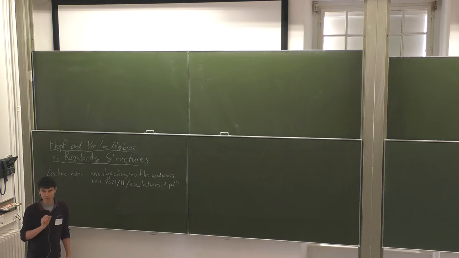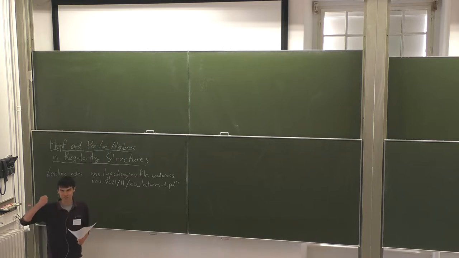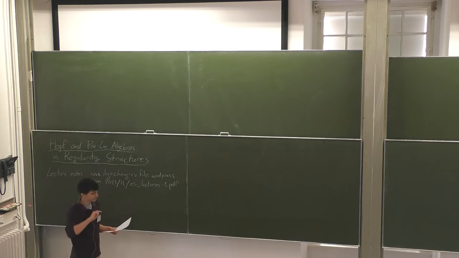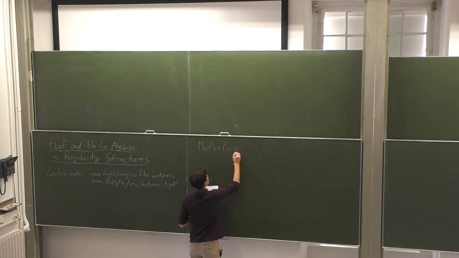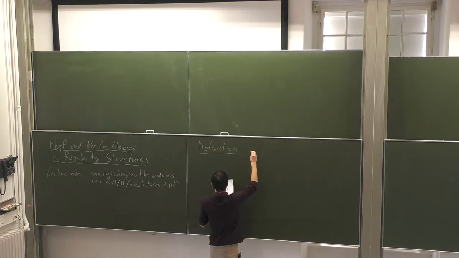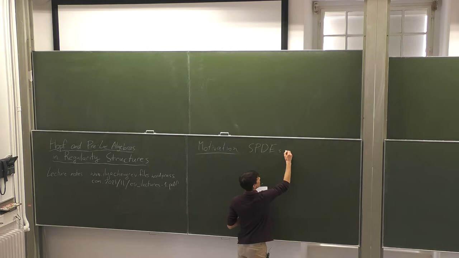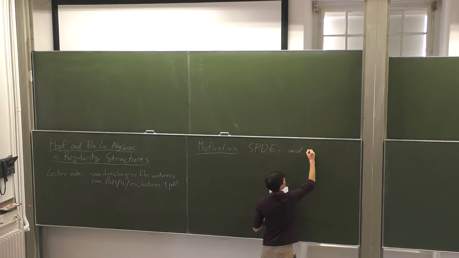So if I say something which isn't completely 100% true, like I forget some boundary data or things like this, come at me with Lynch forks, and I will. I just want to get the main idea across. So the analytic aspects are only going to begin in this kind of motivational bit at the beginning. So this is basically SPDEs and power counting.